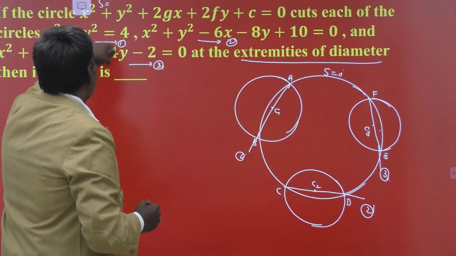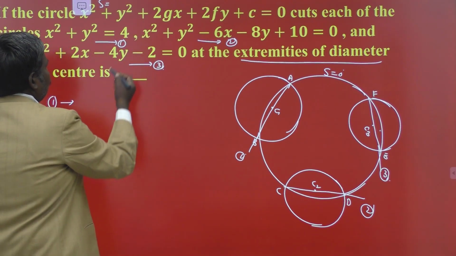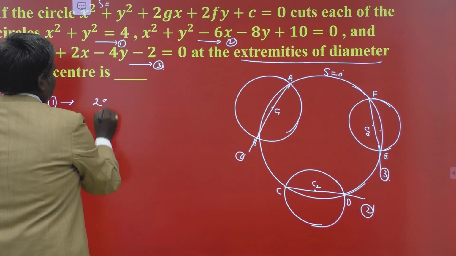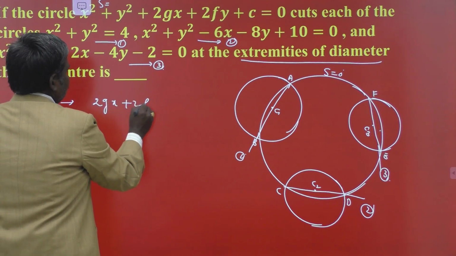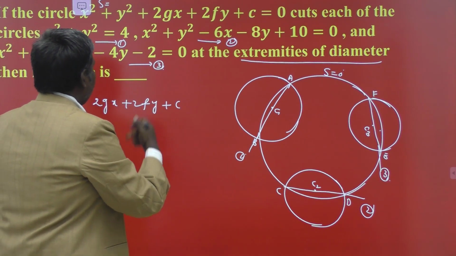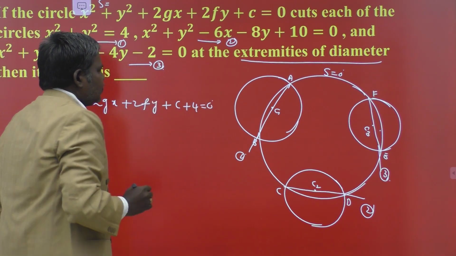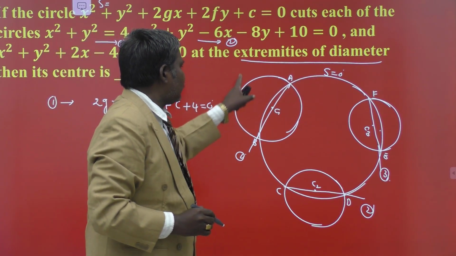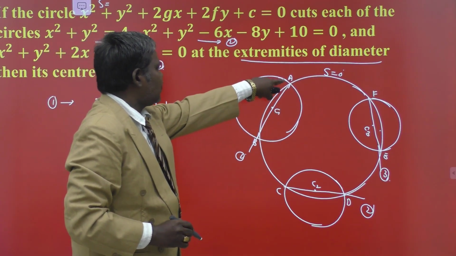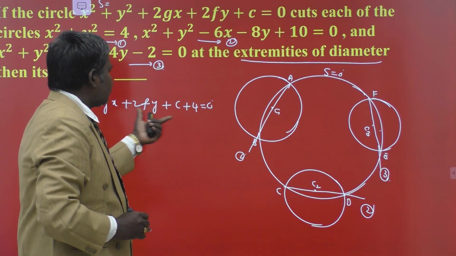Subtract S from the first equation itself. What is that? 2gx plus 2fy plus c. If you take 4 to the left side, minus 4, minus of minus plus 4. This is the radical axis of S equal to 0 and the first circle. This is the corresponding first radical axis. This is one.